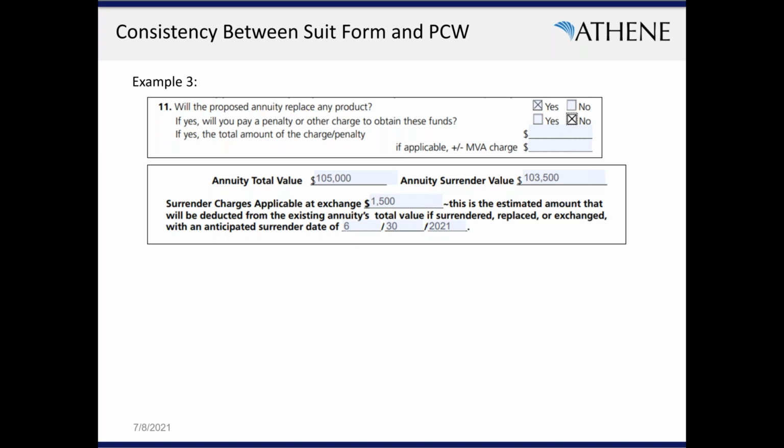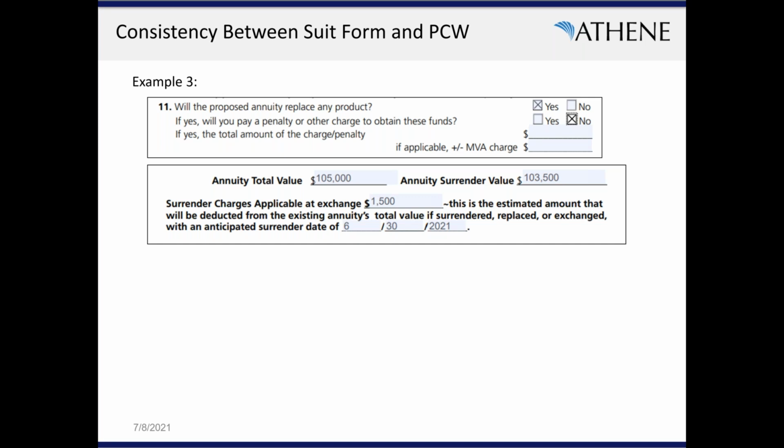So when we're looking at this example, you then look at the comparison section, which is that bottom box. The comparison form asks you for the annuity total value, in this example, $105,000. The annuity surrender value, in this example, $1,035. So the surrender charges applicable at exchange are $1,500, and then you have to give an estimated anticipated surrender date of the contract that's being replaced. Again, it cannot be prior to the application date.